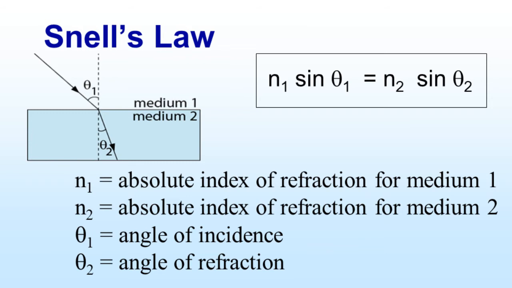On the right-hand side of the equation, it looks the same, n2 sine theta 2. So again, we're seeing if the material itself is changing, and that's reflected in the different n, and then that will show you a different angle in that material, and that's reflected as theta 2. Those two things are going to be equal to each other, the product of the index of refraction and the sine of the angle, both in the first material and the second.